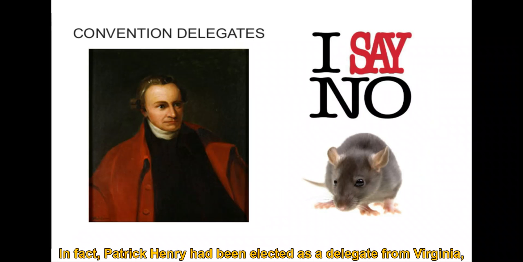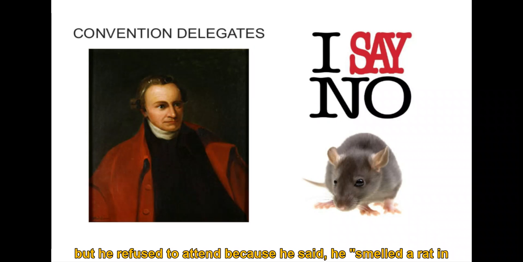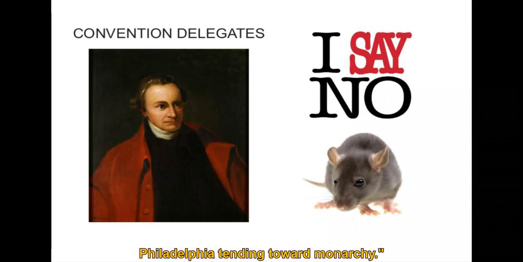In fact, Patrick Henry had been elected as a delegate from Virginia, but he refused to attend because he said he smelled a rat in Philadelphia tending toward monarchy.